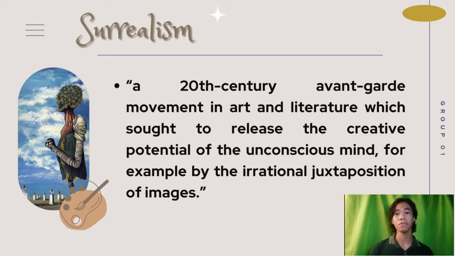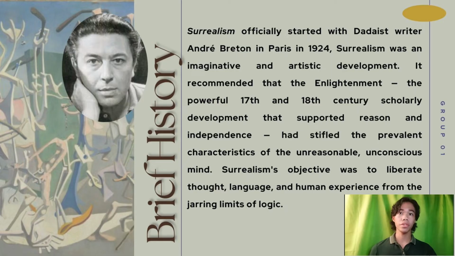The definition of surrealism in the dictionary is that it is a 20th century avant-garde movement in art and literature which sought to release the creative potential of the unconscious mind, for example by the irrational juxtaposition of images. Next is the origin and meaning of surrealism. So surrealism officially started with Dadaist writer André Breton in Paris in 1924.